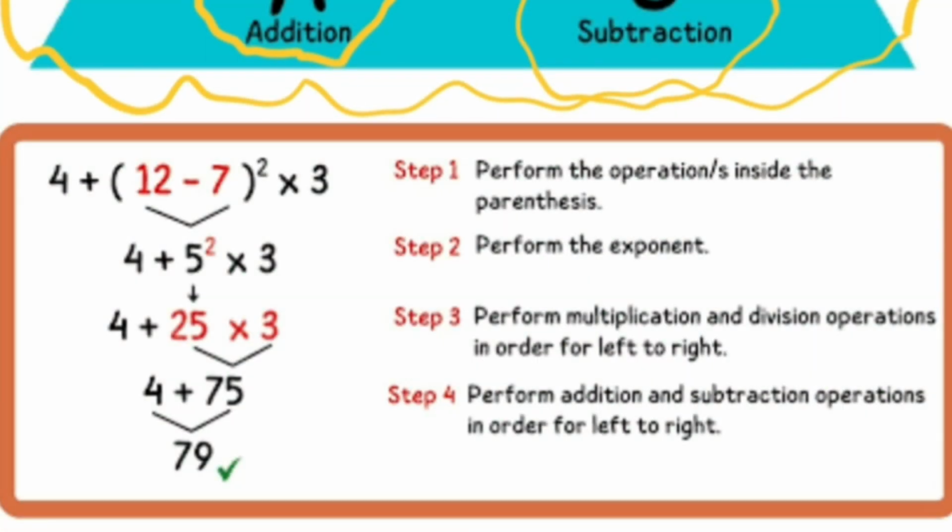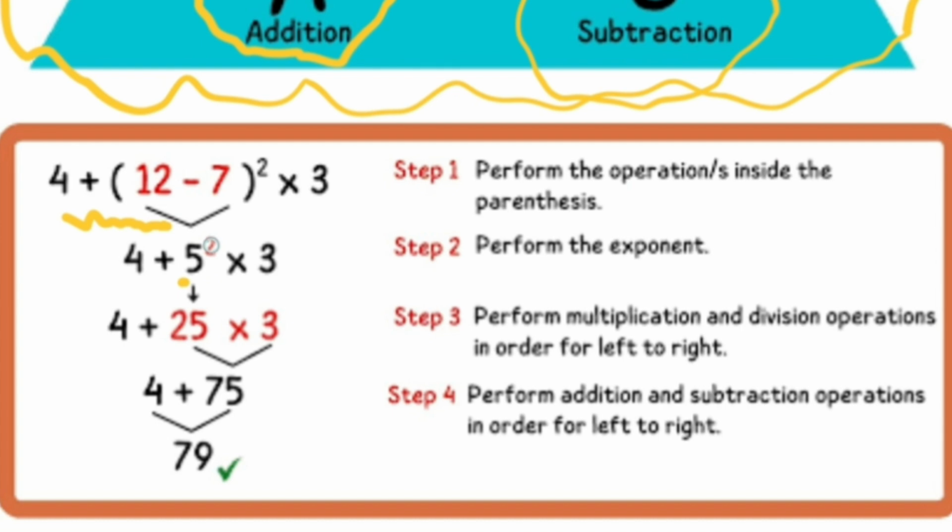So I found an image on Facebook, and I am going to share that image with you to make you understand this concept very well, so that next time you wouldn't get this wrong ever again. Here is the example: 4 plus parentheses 12 minus 7 close parentheses squared times 3. We have to solve the parentheses first, so 12 minus 7 is 5.